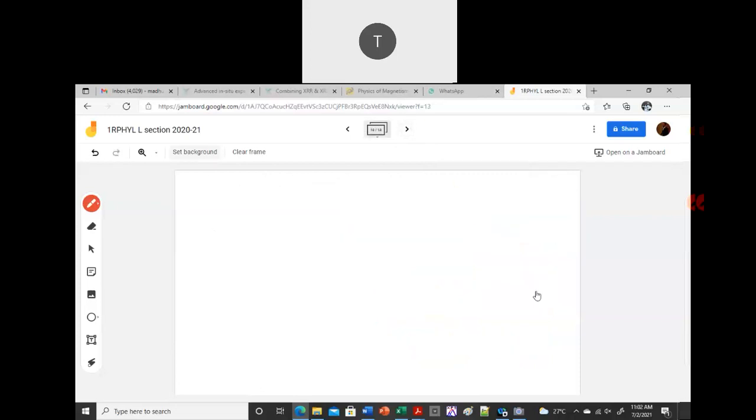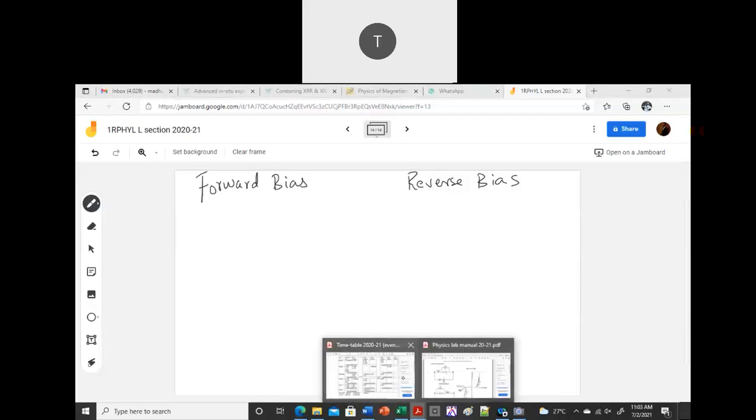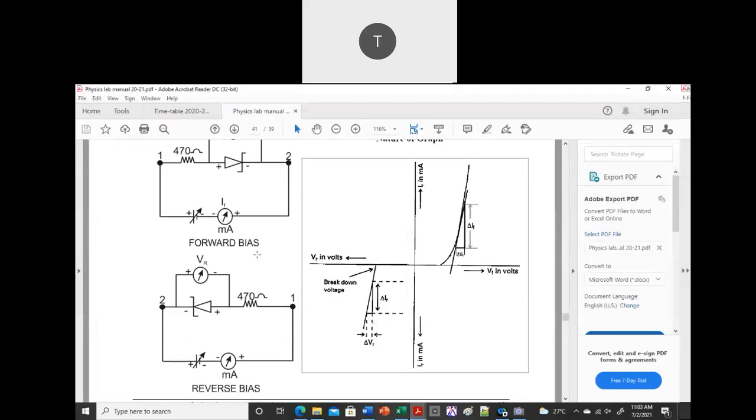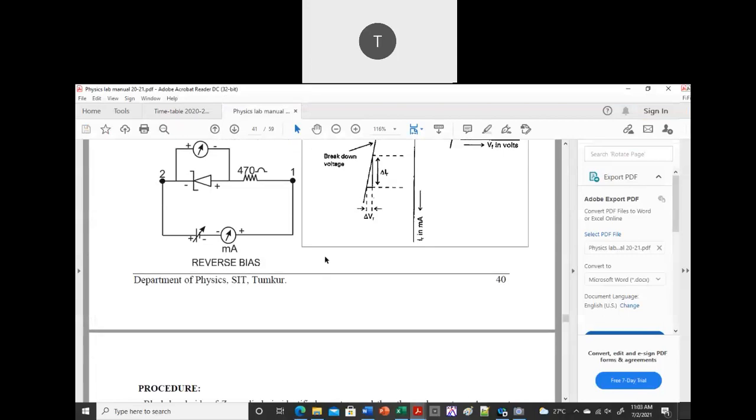So I will write here a little bit. I think I'll use the same color, then it will be easy for you. We will have forward and we will have the same thing for reverse bias. What are the things you are supposed to do? You have to just take V and I. We will do the same thing as we did in the previous one. You can see here this is the circuit diagram, and I think we have already taken care of that.